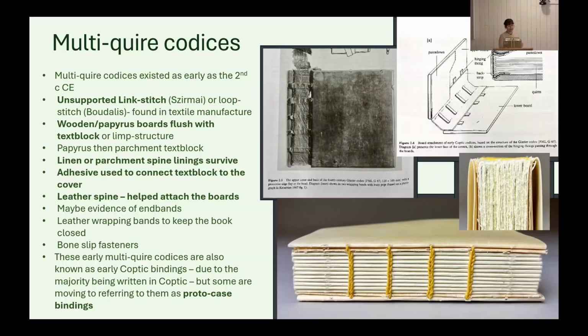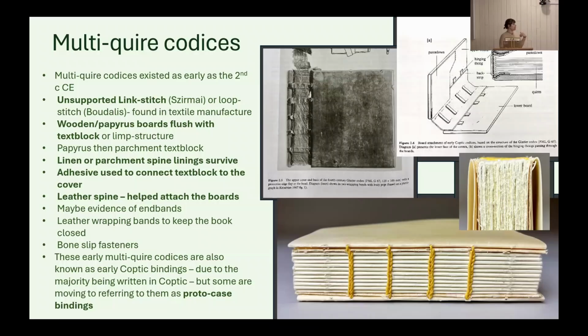It seems that there was adhesive used to connect the text block to the cover, and there's a leather spine. There are other elements to the book that are sort of hard to determine exactly, so just evidence of, but we know that most of the books found from this period are from the Coptic tradition, which is a Christian sect in Egypt. And a lot of the books that survived are because they were in those monasteries, and so would have had religious teachings within them.